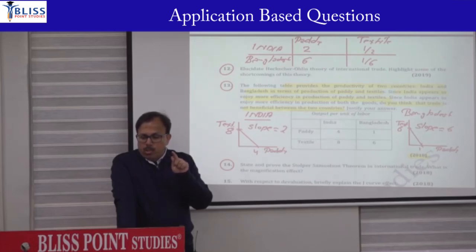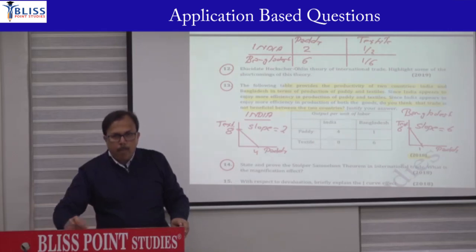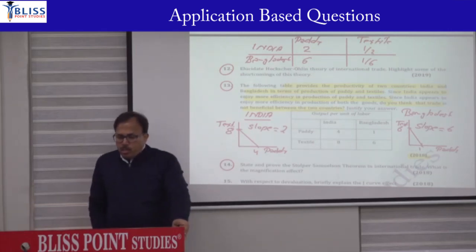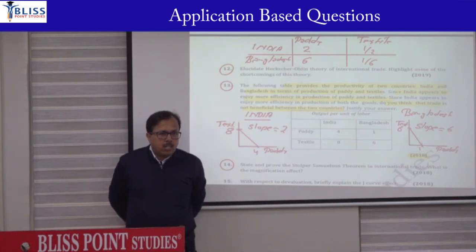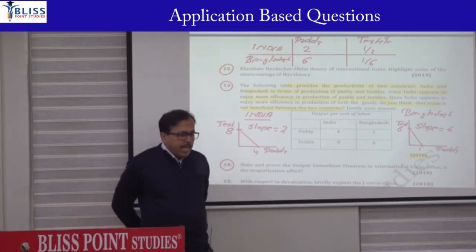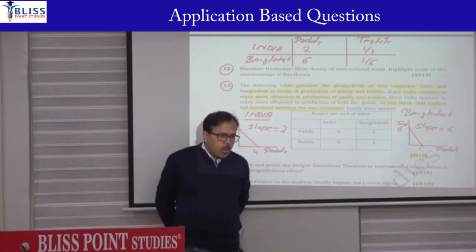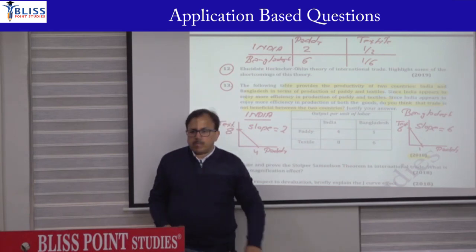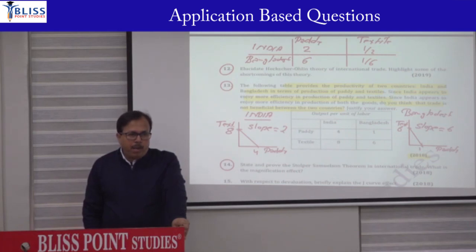And then what is the conclusion, what will you write in the statement? Since opportunity cost of paddy in India is less, therefore India has comparative advantage in producing paddy. You have to write that, just write down the conclusion. Since opportunity cost of paddy in India is less, so India has comparative cost advantage in producing paddy.